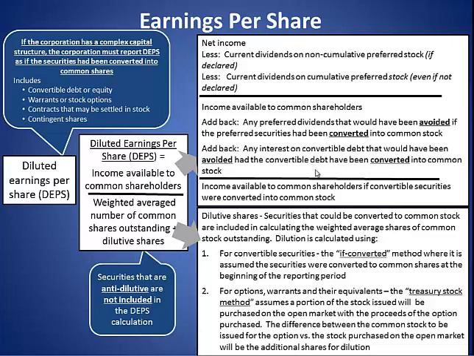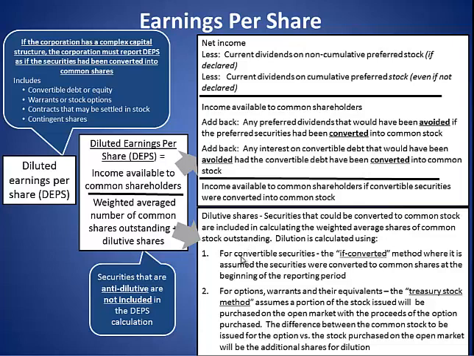So then the next item we get to amounts to the income available to common shareholders if convertible securities were converted into common stock. So the income has to go through this series of adjustments. Now we have to take a look at what we call diluted shares. And again, these are securities that could be converted to common stock. Okay, we assume that they are converted to common stock and they're included in calculating the weighted average shares of common stock outstanding. Now, dilution is calculated using one of two methods.